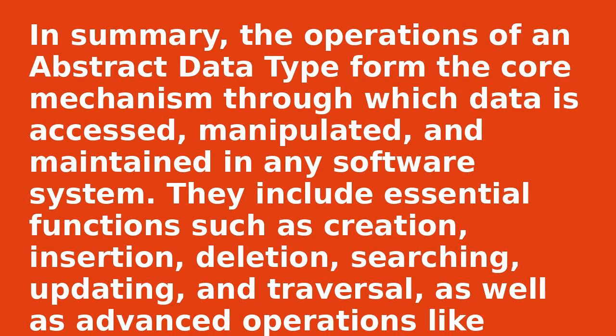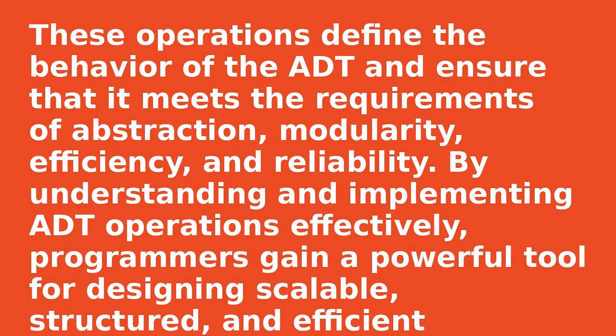In summary, the operations of an abstract data type form the core mechanism through which data is accessed, manipulated, and maintained in any software system. They include essential functions such as creation, insertion, deletion, searching, updating, and traversal, as well as advanced operations like sorting, merging, and utility checks. These operations define the behavior of the ADT and ensure that it meets the requirements of abstraction, modularity, efficiency, and reliability.